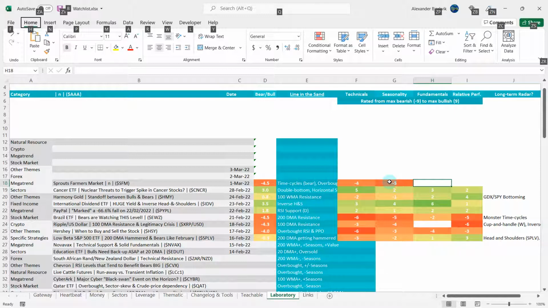But I think I will give this one slightly here to the bulls. I think I will give the bulls a two. So give them some of the benefit that they get from Zacks.